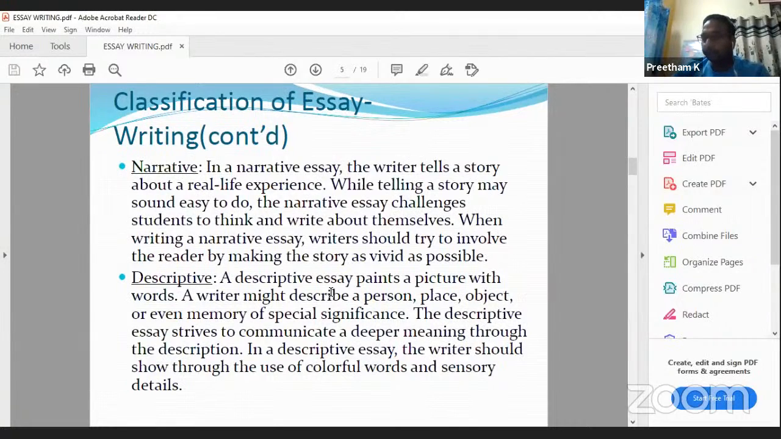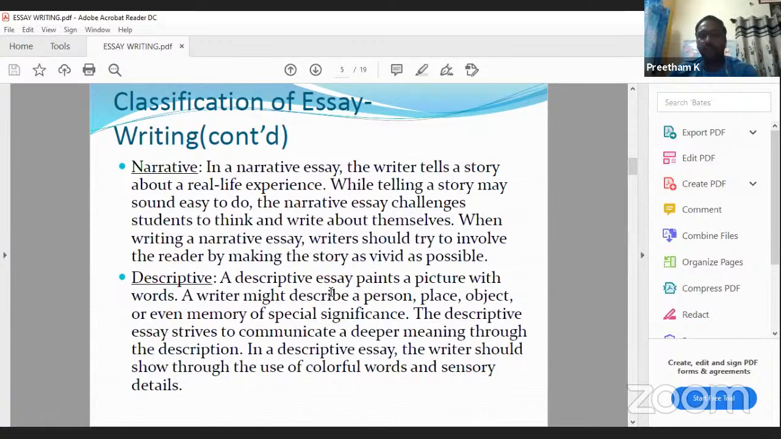For example, if you are reporting about an IPL match, you will be narrating the events, what all happened, right from who won the toss, what was the team selection, who got the maximum number of wickets, who scored the maximum number of runs. You are narrating the event there. That is an example for a narrative essay.